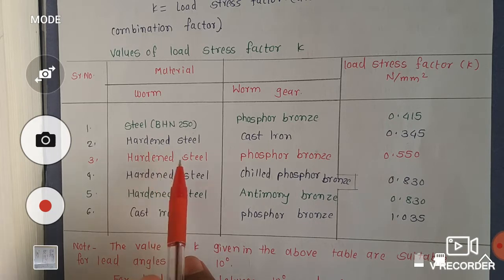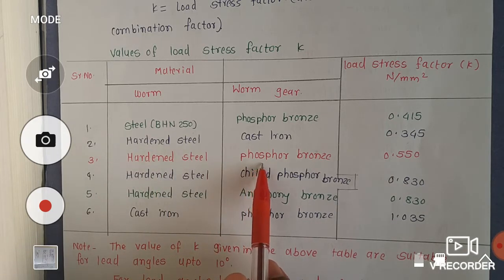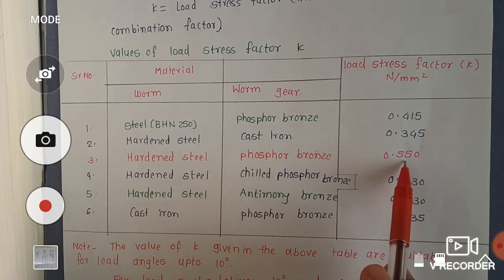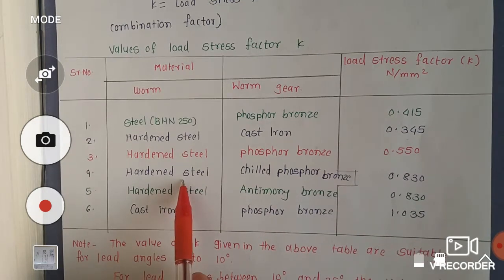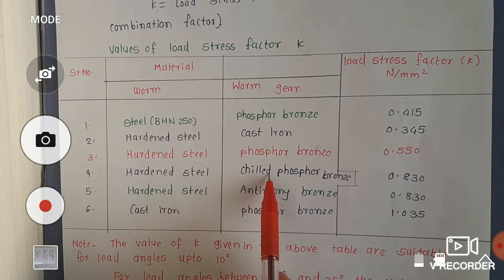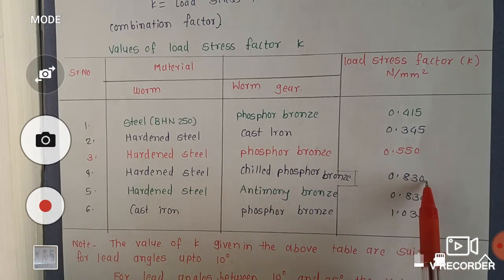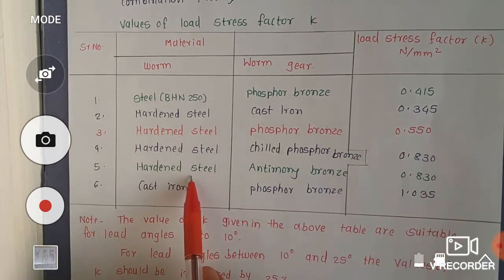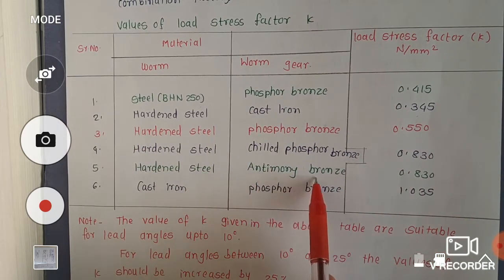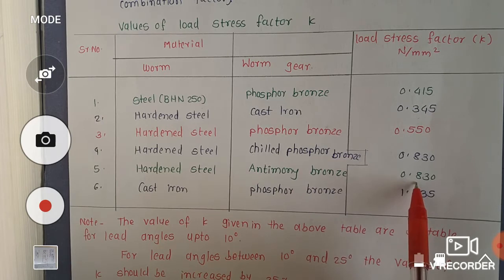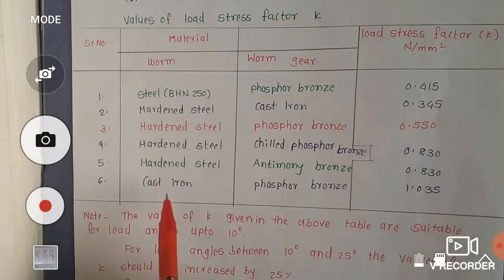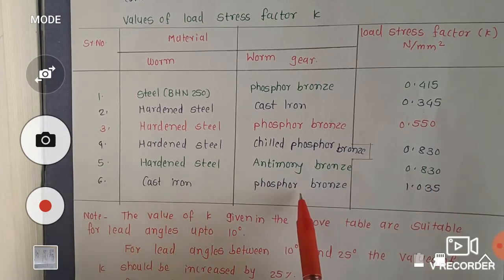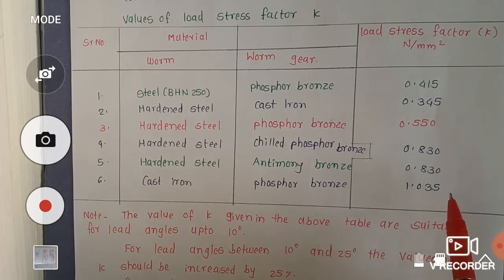If worm is hardened steel and worm gear is phosphorus bronze, then K is 0.550. Worm is hardened steel, worm gear is chilled phosphorus bronze, and then K is 0.830. Worm is hardened steel, worm gear is antimony bronze, then K is 0.830. Worm is cast iron, worm gear is phosphorus bronze, then load stress factor K becomes 1.035.